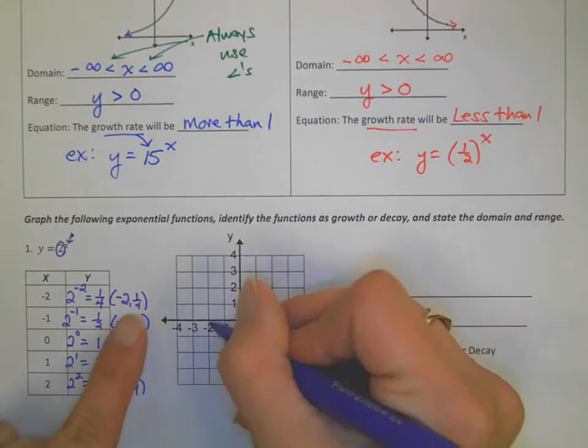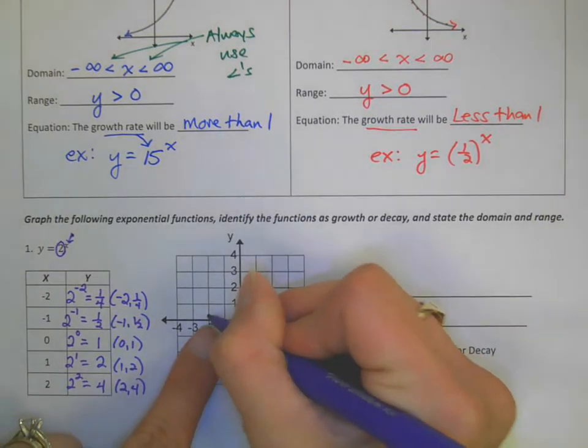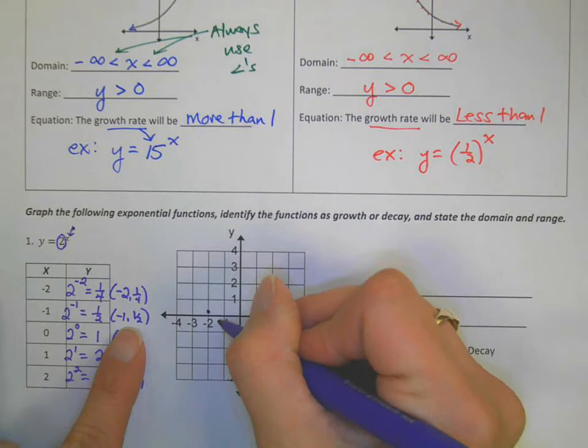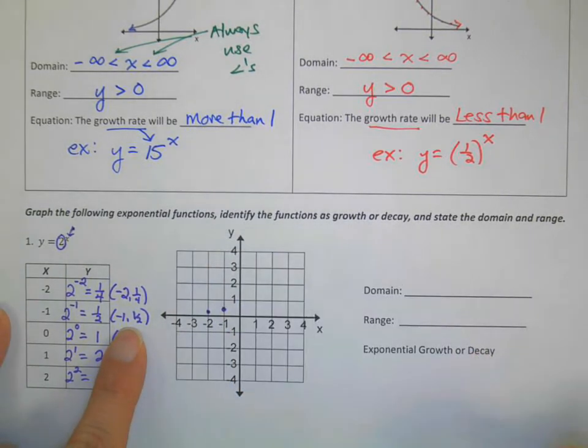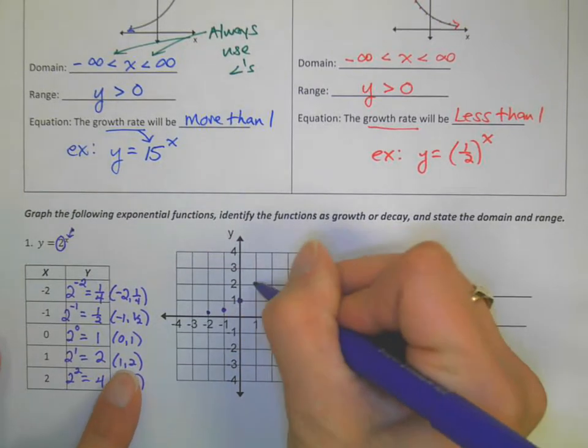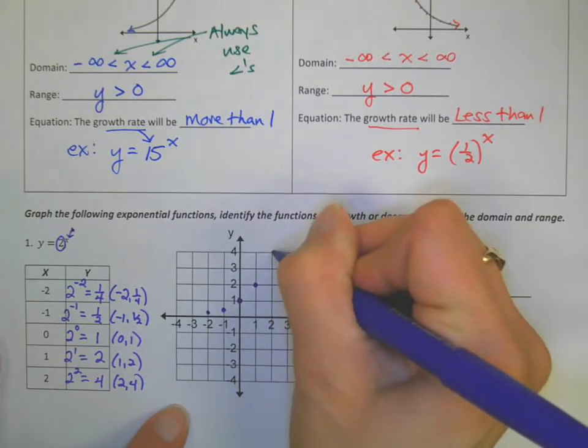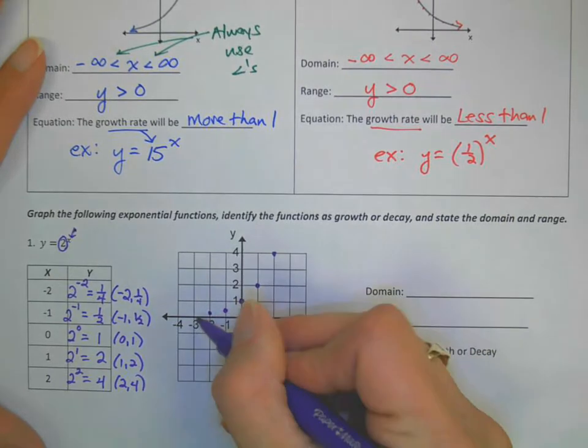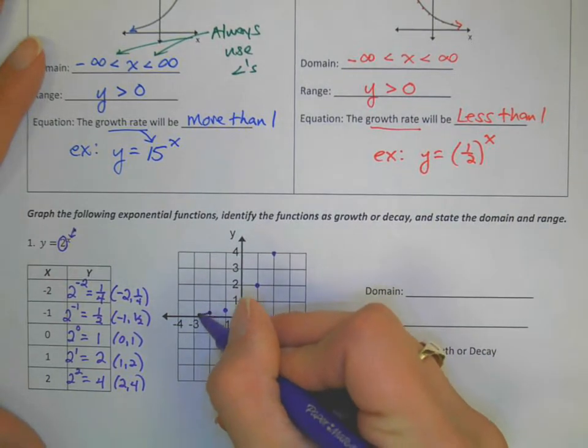-2, 1/4, 1/4 of the box. -1, half, halfway up. 0, 1, right there on the line. 1, 2, 2, 4. Look at that. It's doubling, doubling, doubling. It's going to be approaching the x-axis, but never getting there.